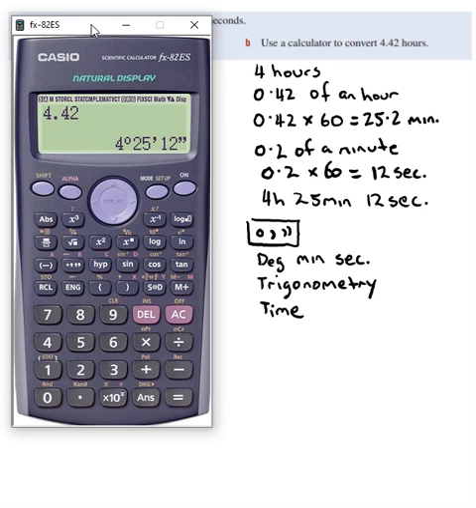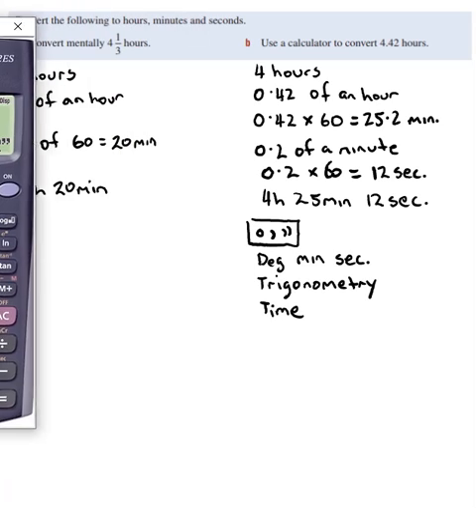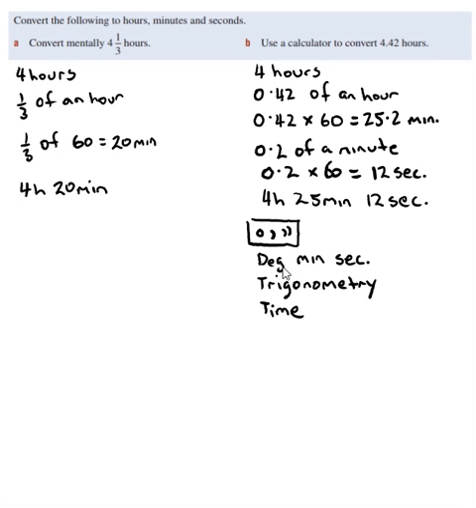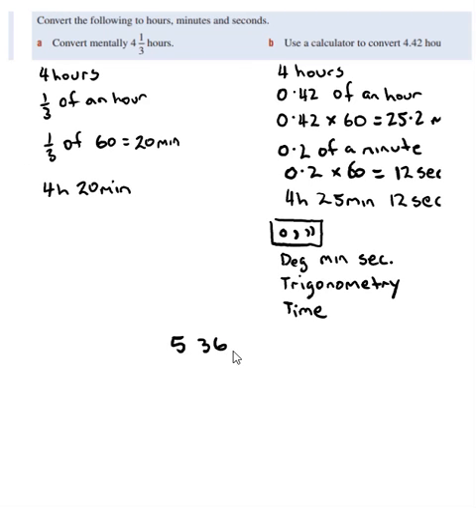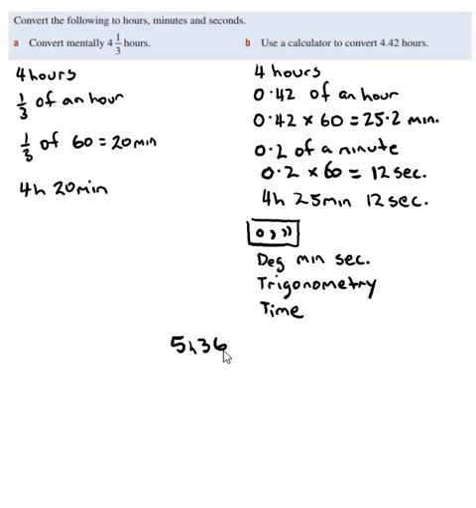Now the question might be, what if I had this? What if I had 5 hours 36 minutes and 10 seconds? What's the decimal form of that? Which is essentially working backwards from here. Well, we can do that on the calculator.